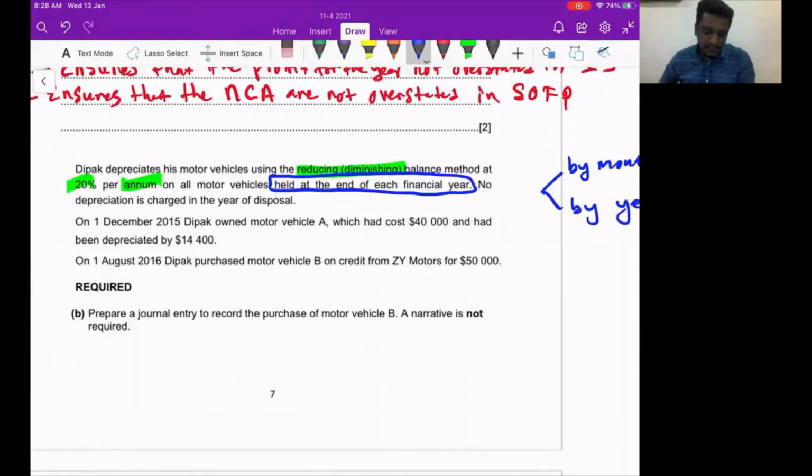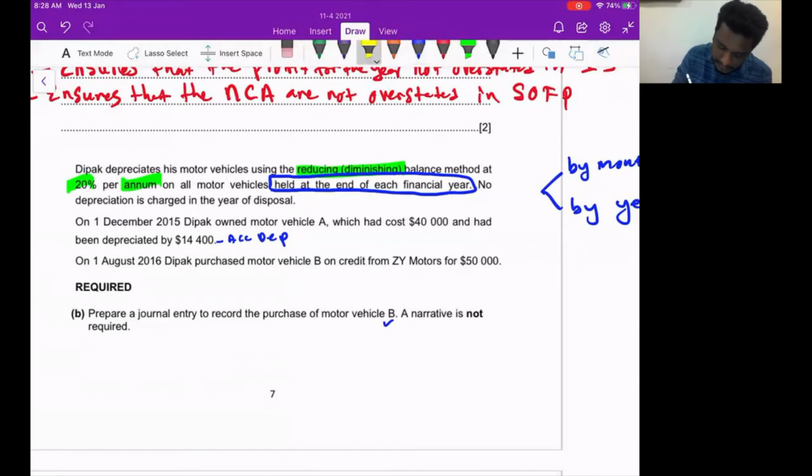1st December 2015, Deepak owned motor vehicle A, which had a cost of 40,000 and had been depreciated 14,400. So this 14,400 is my accumulated depreciation for motor vehicle A. On the 1st August 2016, Deepak purchased motor vehicle B on credit from ZY Motors, 50,000. This is a brand new motor vehicle. Prepare a journal entry to record the purchase of motor vehicle B. Narrative is not required. Okay, very good.